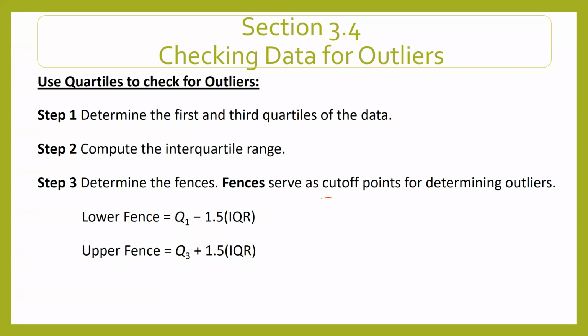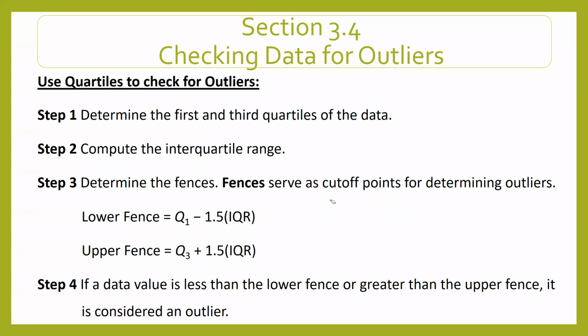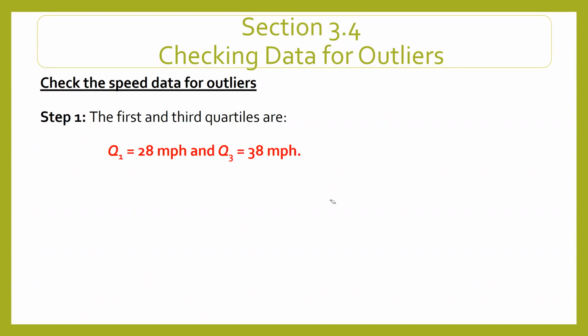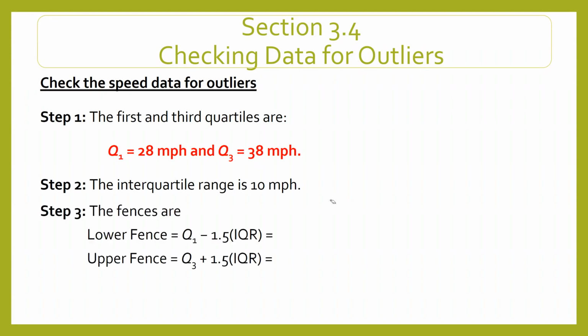And that will guide us. We call it a fence because any number that falls outside this point will be an outlier. So if a data value is less than the lower fence or greater than the upper fence, it is considered an outlier. All right, so let's look at the speed data that we just talked about and check for outliers. Remember that we computed the first and the third quartiles to be 28 and 38. The interquartile range was computed to be 10.